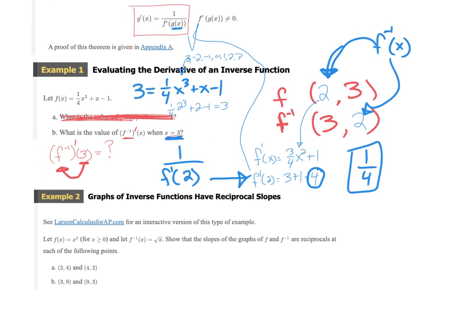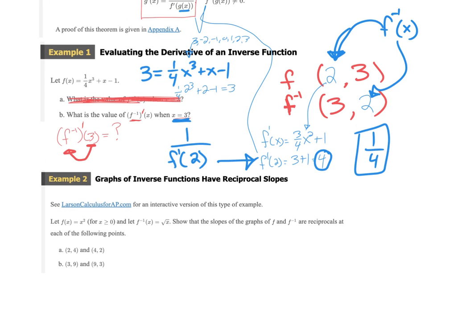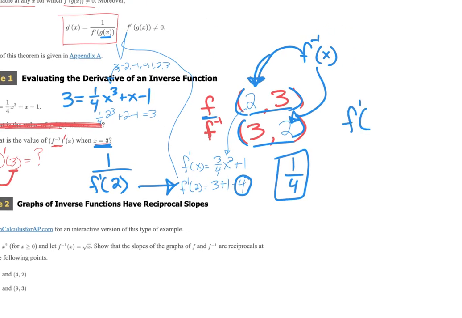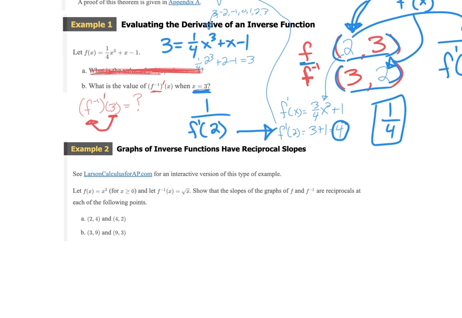Okay, so let's recap this process, and then we will do it again. I like to start by writing these parentheses and finding these 2 corresponding points. Then you take the derivative of the original, and put that x value in. Then you put 1 over that number. That's the derivative of the inverse.